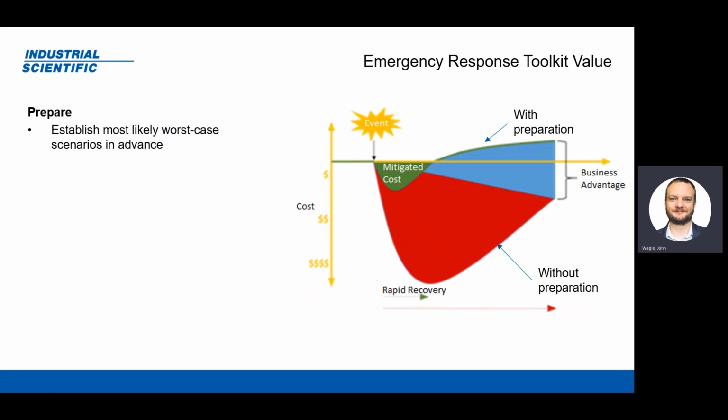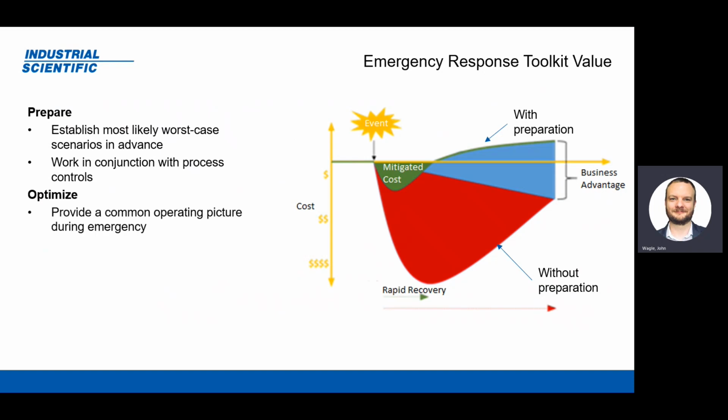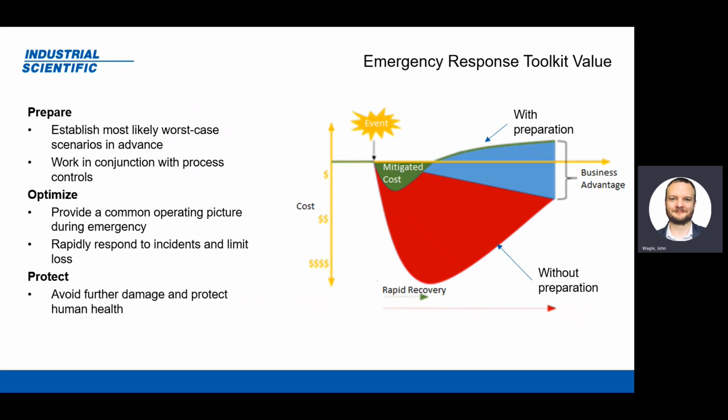We can prepare by establishing our most likely worst case scenarios in advance, and we can work in conjunction with process controls to ensure that when an event happens, we're responding to the best of our ability. We can optimize our response by providing a common operating picture during an emergency and rapidly responding to incidents. And we can protect by deflecting that curve up. Not only are we protecting revenue, but we're protecting human health and shortening our post-incident recovery time.